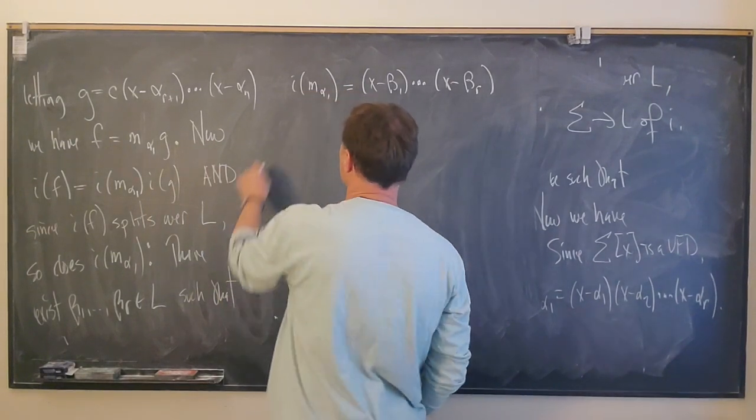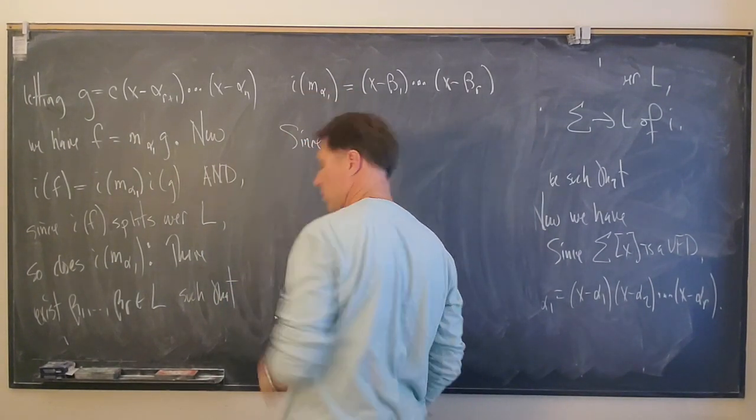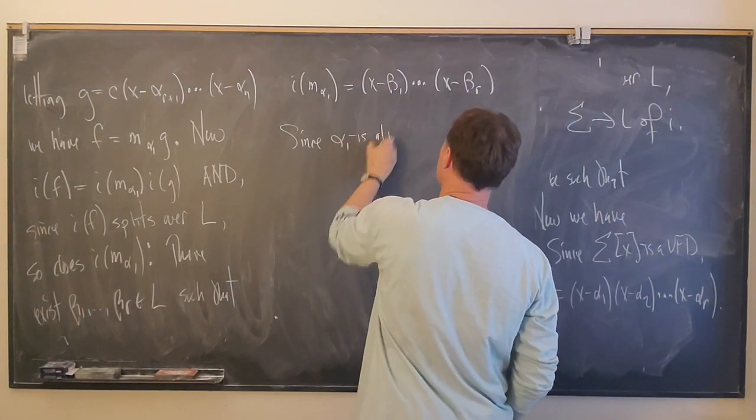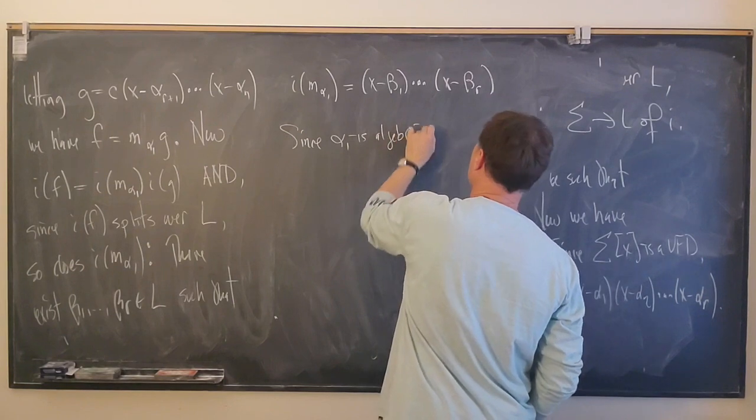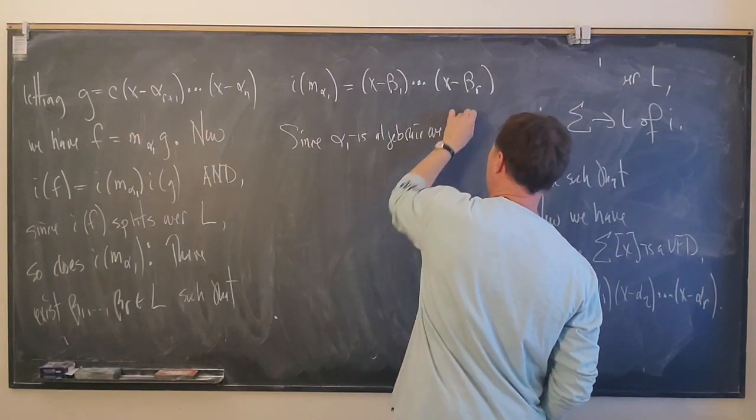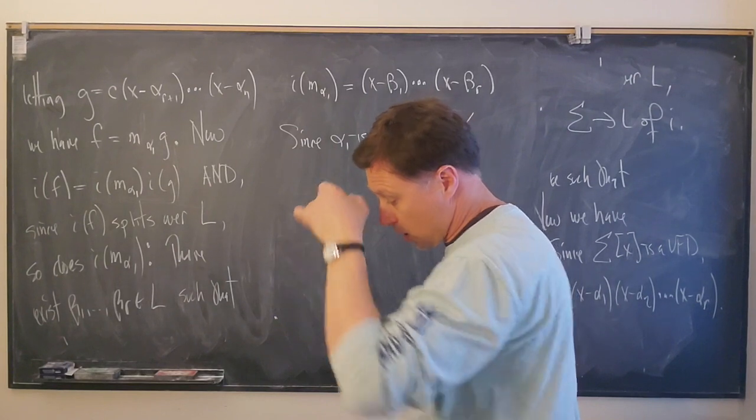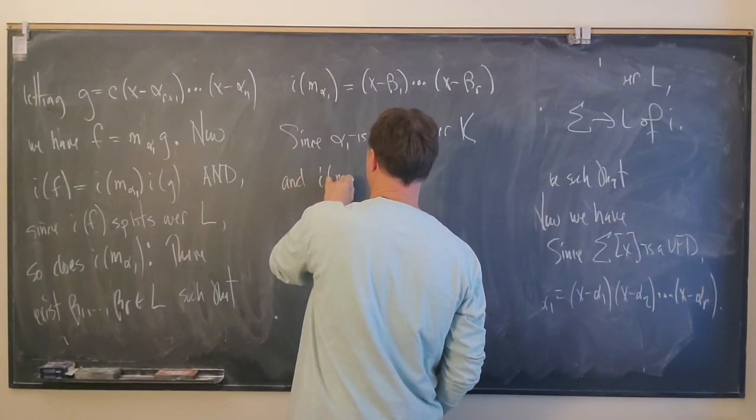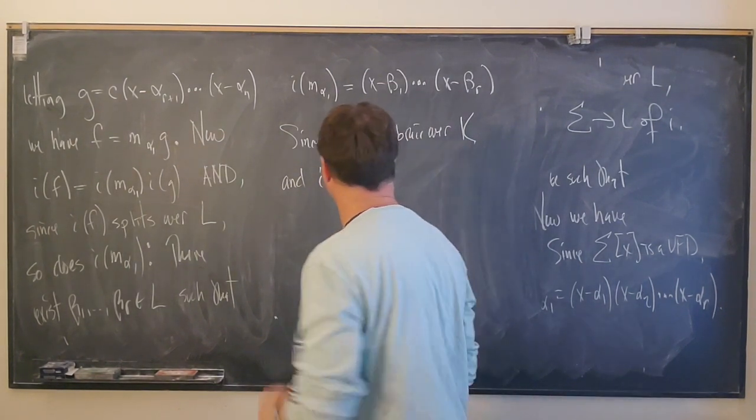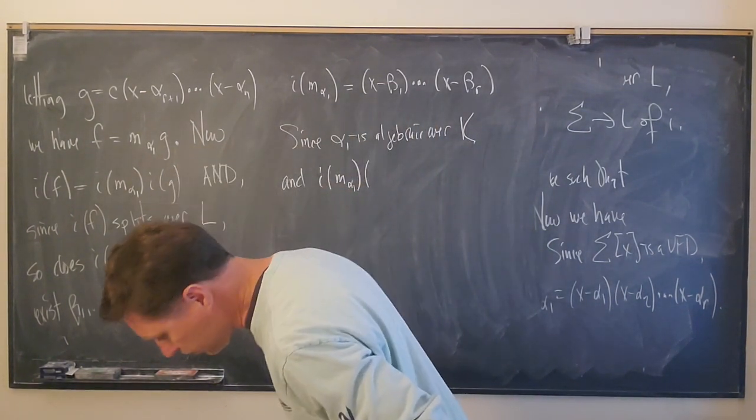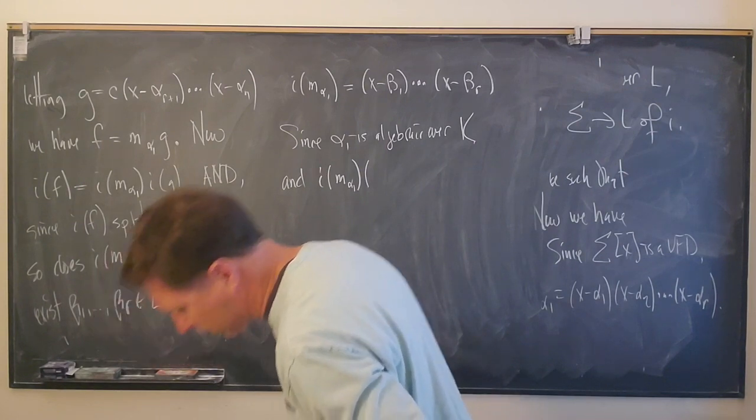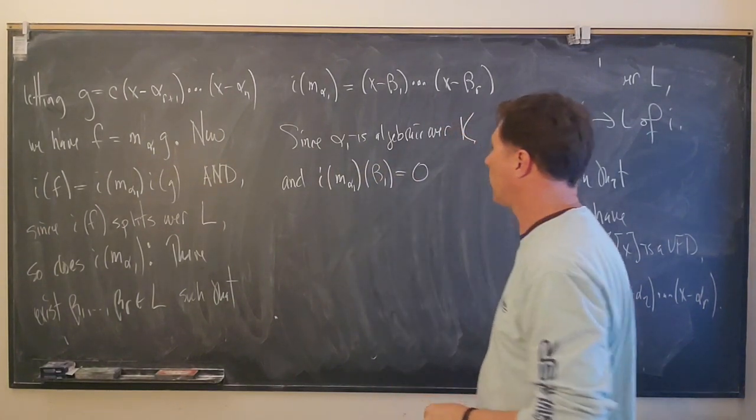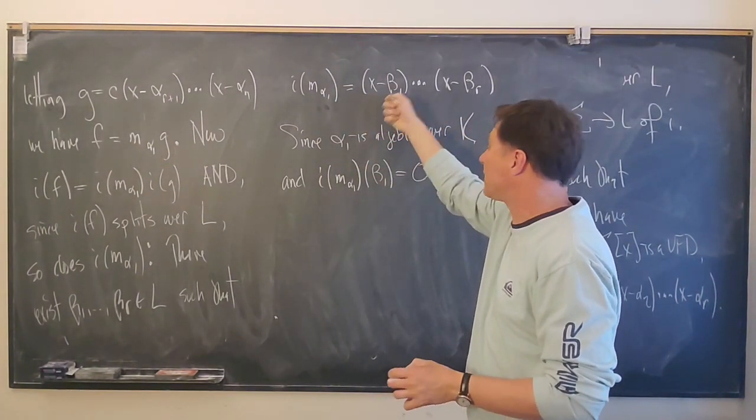Now, since alpha 1 is algebraic over K, and I of m sub alpha 1 of beta 1 equals 0. I'm just going to use beta 1; it doesn't matter who we use. Here's m sub alpha 1, and beta 1 is a root of it.